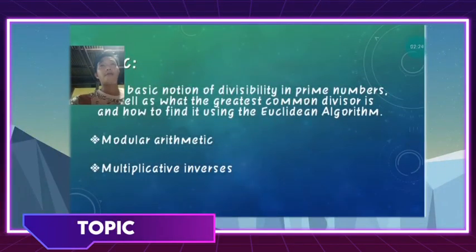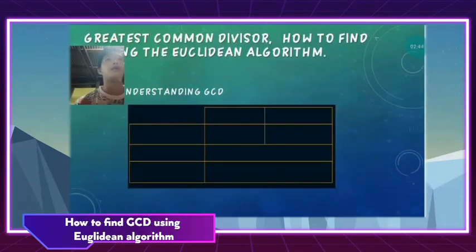First, we discuss the greatest common divisor and how to find it using the Euclidean algorithm. Let's look at the outcome first. Upon completion of this session, the learner will have only one outcome, which is to understand Euclid's algorithm to find the greatest common divisor of two numbers.